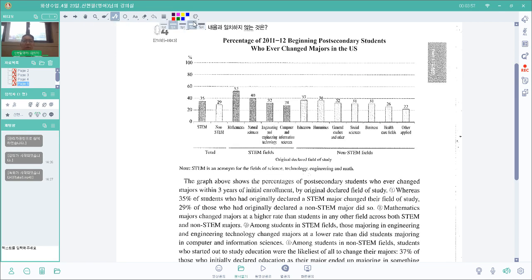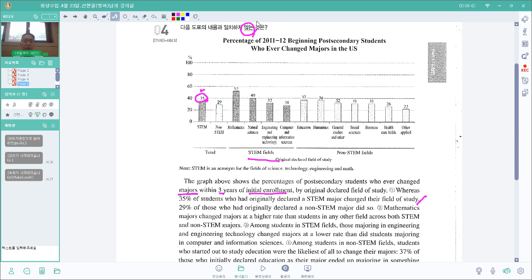And let's go to question number 4 here. Again, we're supposed to find the non-correct information here. The graph above shows the percent of post-secondary students who ever changed major within 3 years of initial enrollment by original declared field of study. So it shows students changing their majors within 3 years of their initial enrollment. Okay? Whereas 35% of students who had originally declared a STEM major changed their field of study. So for STEM major, 35% changed their major, which is correct.